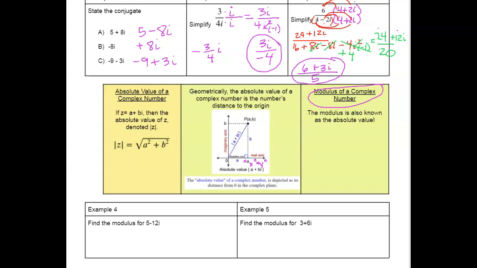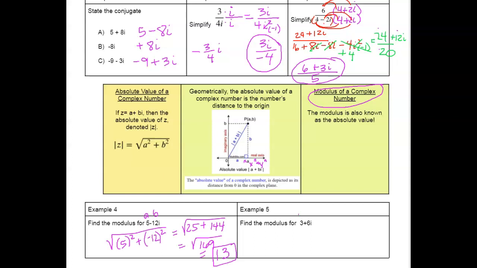All right. So find the modulus for 5 minus 12i. So you just have to remember that modulus is the absolute value. So a is the real part, b is the imaginary part. So we've got a squared, and then b is -12. So we get 5 squared plus 12 squared. And then if you can break these down, you need to. The square root of 169 actually comes out nice, and it's 13. So there's nothing to break down. We actually simplified it.